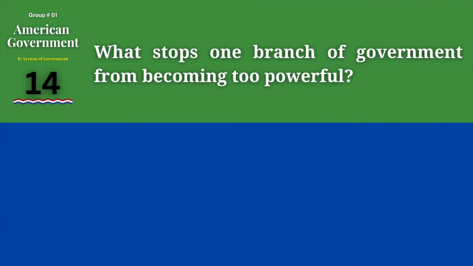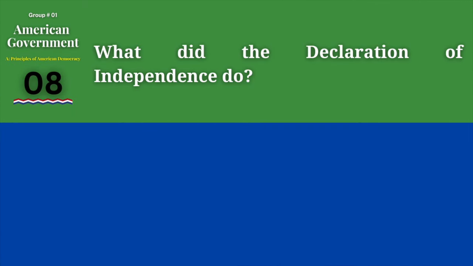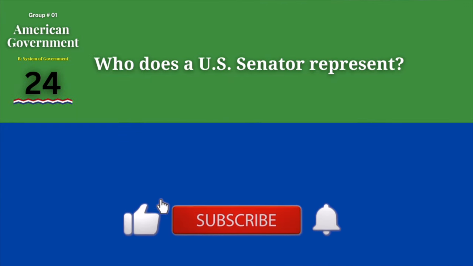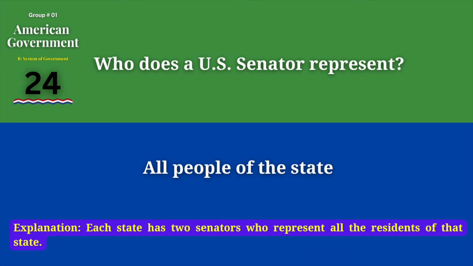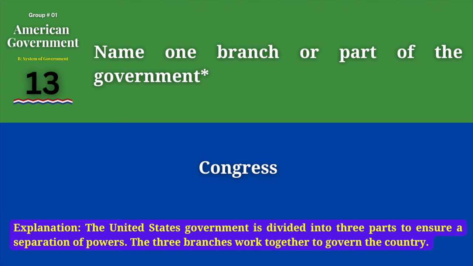What stops one branch of government from becoming too powerful? Checks and balances. What did the Declaration of Independence do? Announced our independence from Great Britain. Who does a U.S. senator represent? All people of the state. Name one branch or part of the government. Congress.